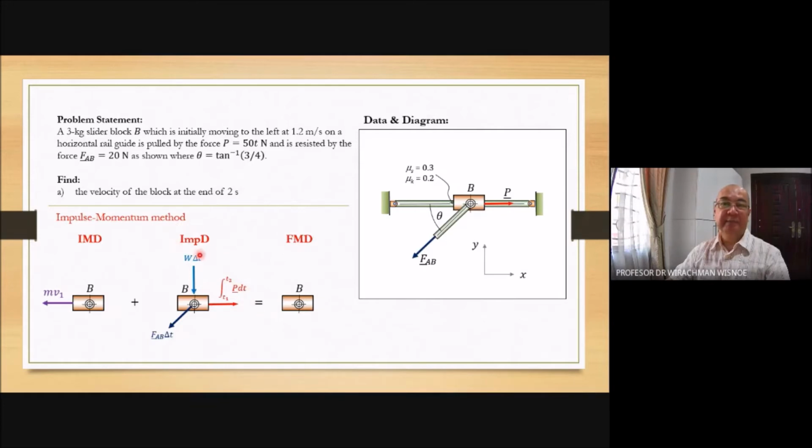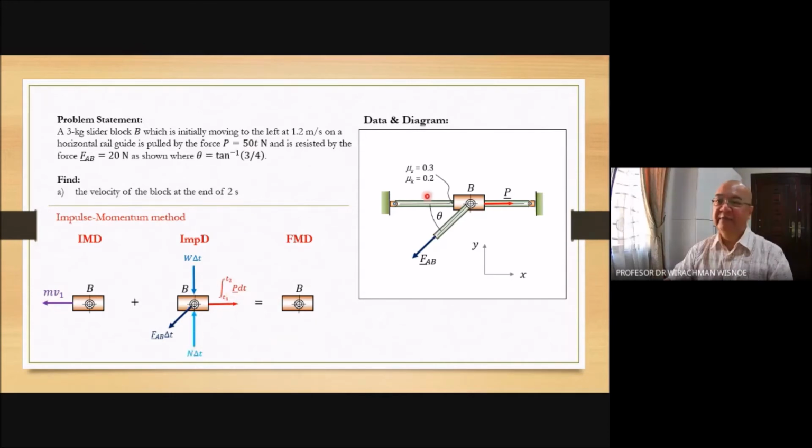I multiply each of the forces here with delta T, or I integrate with dt, because I'm drawing impulse. So here we have, since F_AB is constant, the impulse in this direction is F_AB times delta T. The weight is directed downward. The impulse will be W times delta T. Here the P, I don't multiply with delta T because P is dependent on time, 50T. So I need to integrate P dt.